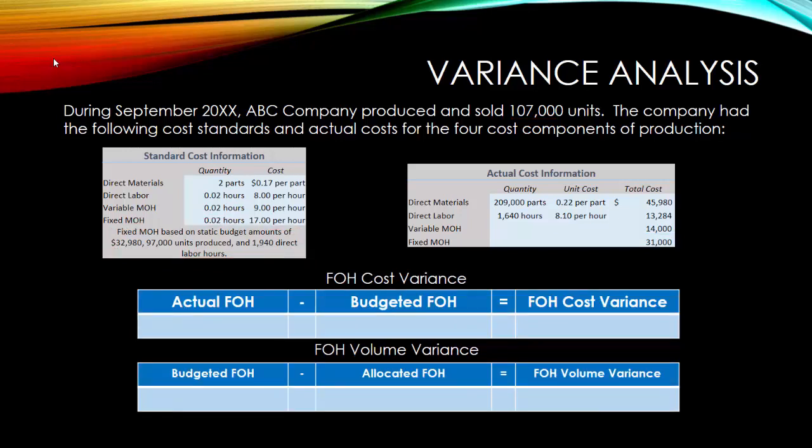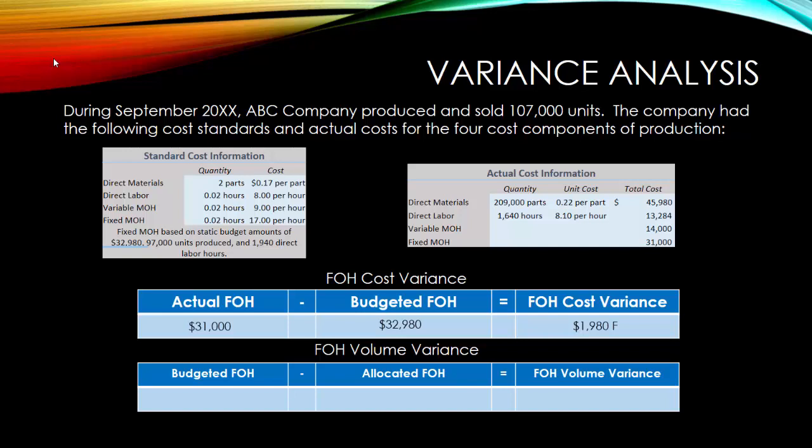Lastly, we got our fixed overhead. And the first formula for fixed overhead, the cost variance, is the easiest thing you're going to come across. Our actual fixed overhead from our actual cost information was $31,000. And then in our standard cost at the bottom, it says we had a static budget amount of fixed manufacturing overhead of $32,980, which means our actual fixed overhead was $1,980 less than we budgeted for, and it's therefore favorable.